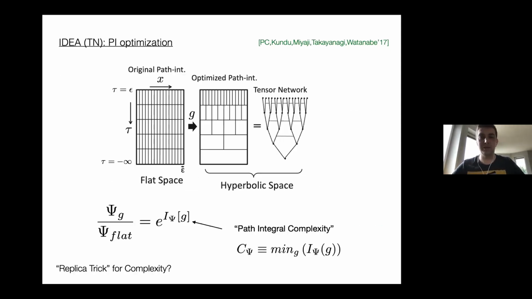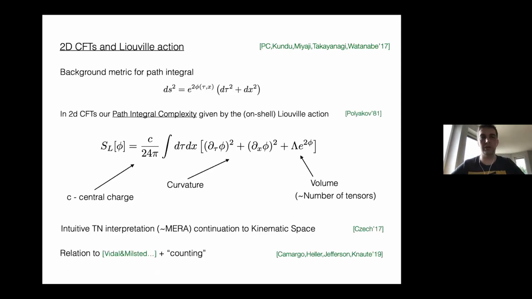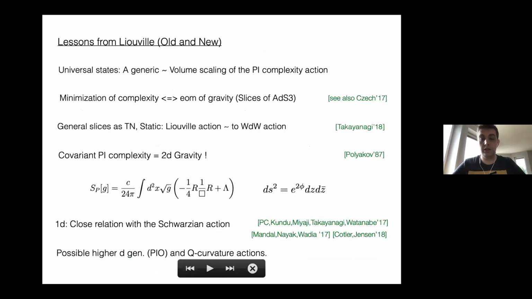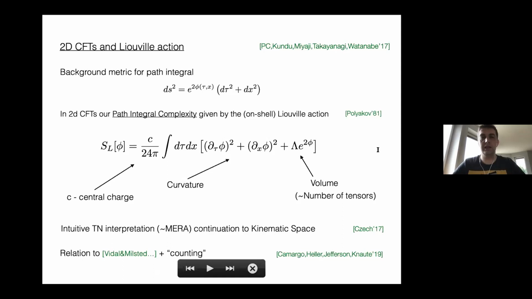So in the first slide, this was very abstract, but if we go into the setup of two-dimensional conformal field theories, by the uniformization theorem, all the metrics that we can choose in 2D can be written as the flat metric multiplied by some Weyl factor e to the 2 phi of tau and x. And actually the ratio of these wave functions is very universal. It was shown by Polyakov a long time ago that if you compute this ratio of the wave function, you get the exponent of the famous Liouville action.